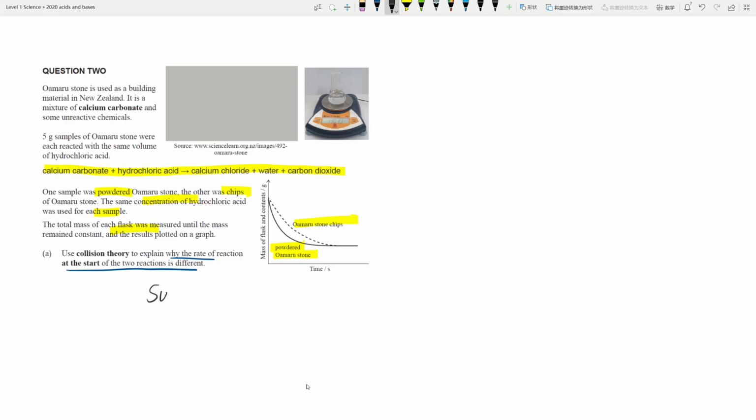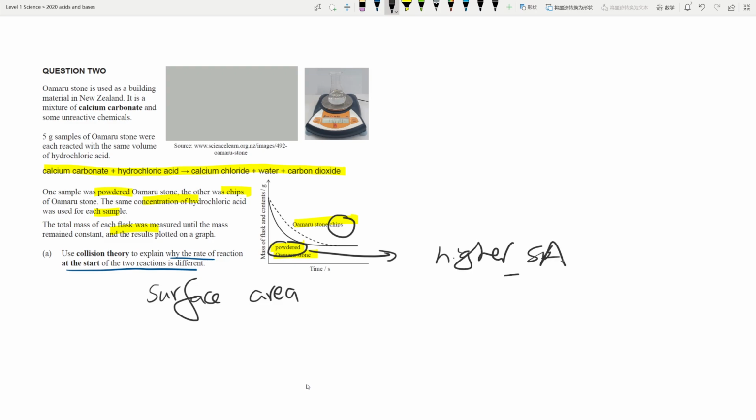Because surface area is different. Okay, so what is surface area? So when you have stone chips versus powder, powdered has higher surface area, and when you have higher surface area, that just means that the particles, the reactant, like the stone particles, are more exposed, and they are more likely to bump into the other reactant to produce a reaction. If you have something in the form of chips, this has lower surface area, so it is less likely for them to bump into each other.